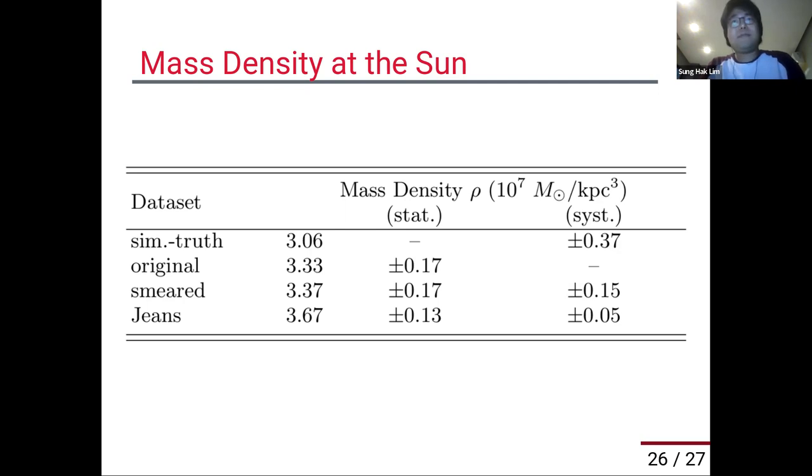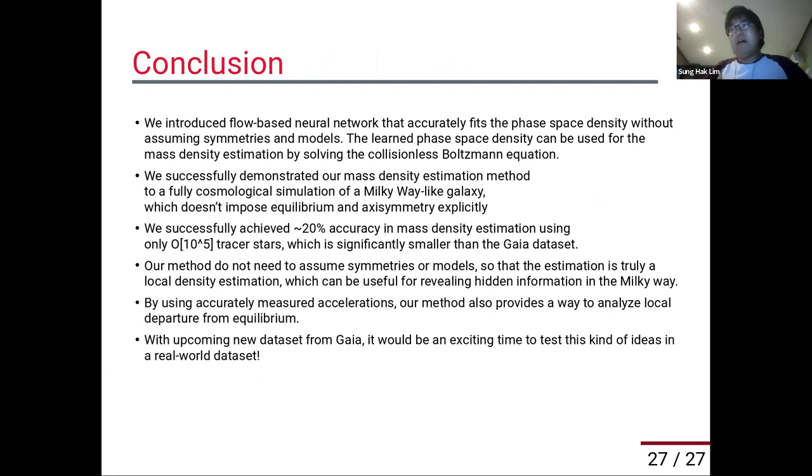Okay, so I just introduced our method for measuring the galactic dark matter, galactic mass densities, using data containing the kinematic information of the stars, and we successfully identified the mass densities using a very small number of stars. Now we are applying these techniques for identifying the galactic mass densities using the Gaia data set, and we are now doing the real analysis. I hope that we could publish some more interesting and real results soon. And thank you for listening.